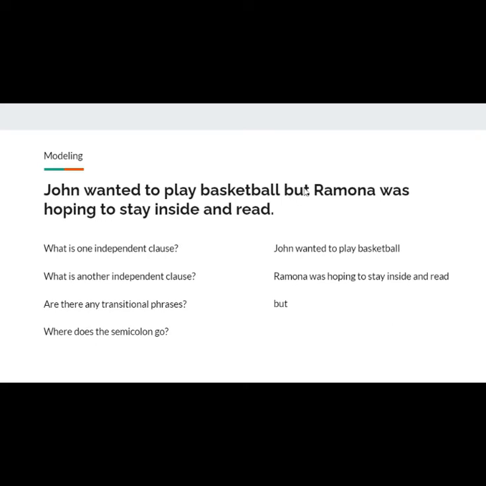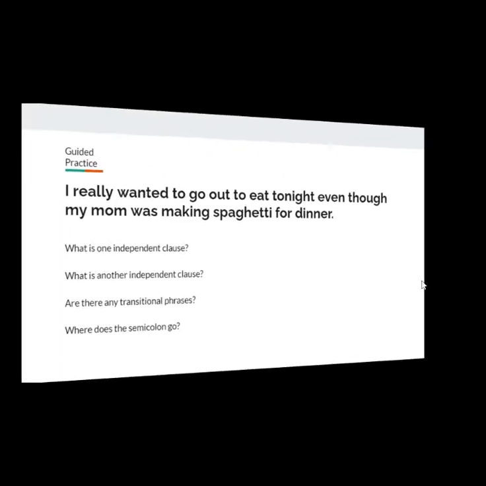So right in the middle of those two, there's a but. Where does the semicolon go? It would go right before the transitional phrase, but, so right here. All right, so now I'm going to have you guys help me.